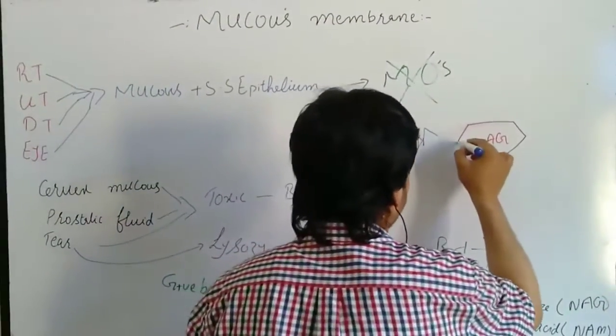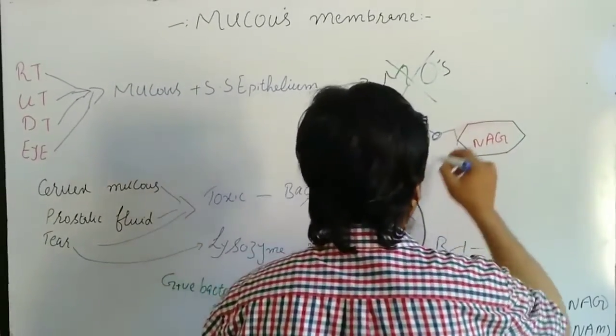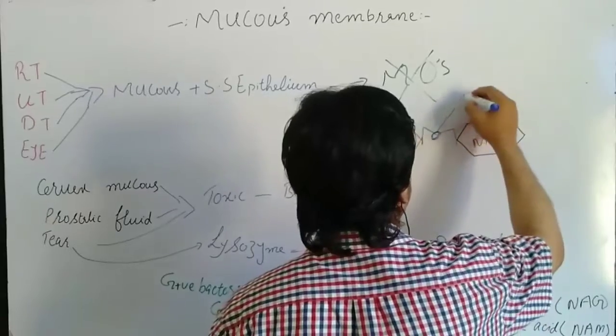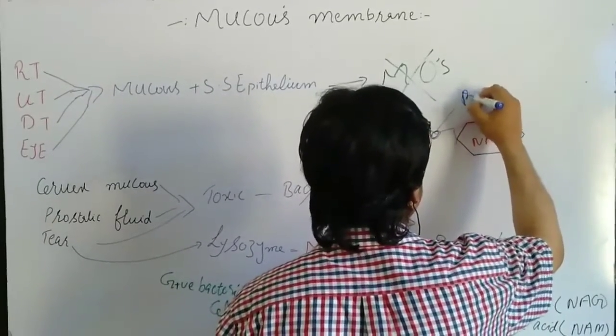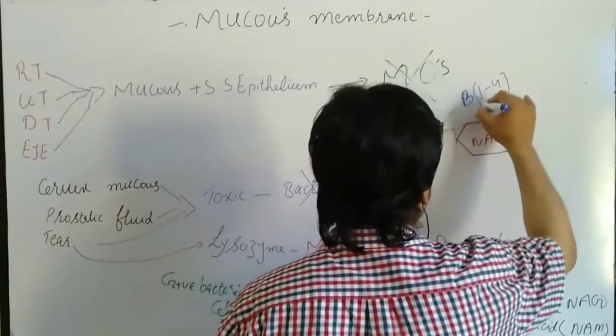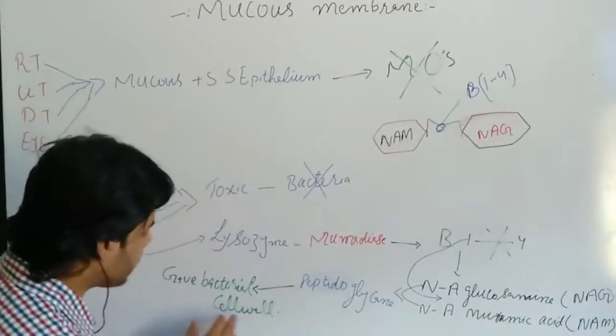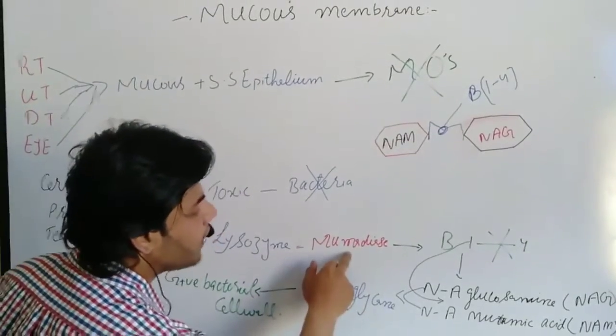So this is the carbon number 4. So both are connected together and they make a bond. Now this bond is called what? Beta 1,4 glycosidic bond. Okay, and usually it is broken down by this enzyme, muramidase.